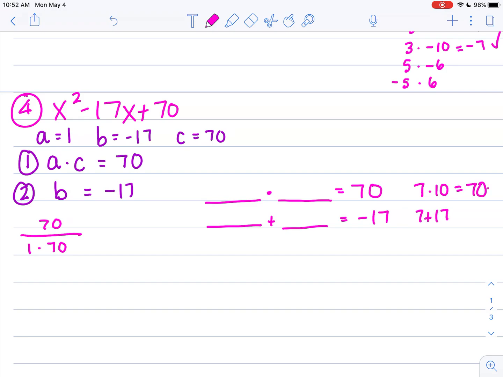Okay, but if I do 7 plus 17, because that checks off, we're like, oh, cool, that makes 70. But then 7 plus 10, what am I doing? Sorry, you guys, is 17. We need a negative 17, right? So instead of doing 7 plus 10, could we do negative 7 minus 10? Now, does that equal a negative 17?